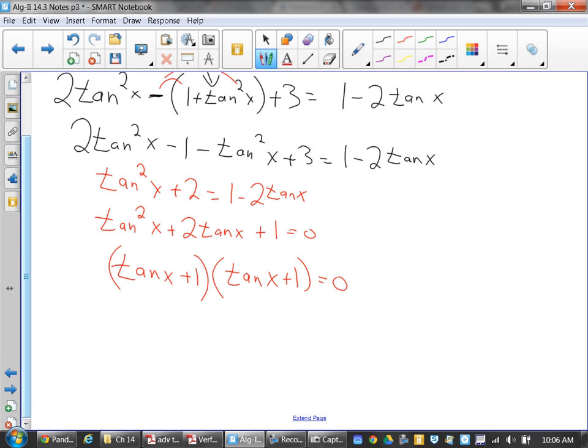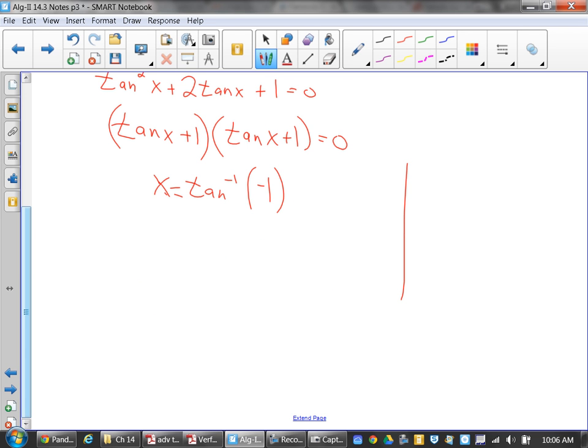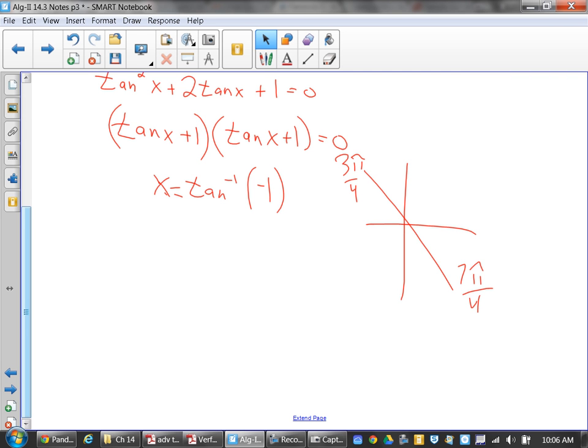So tangent is negative 1. Where is tangent at negative 1? That's exactly it. Your x value is the inverse tangent of negative 1. It will be in quadrants 2 and 4, at 45 degrees, so it's at 3 pi over 4 or 7 pi over 4. And that's how you use those. They look like they're going to be awful, but they're not that bad.